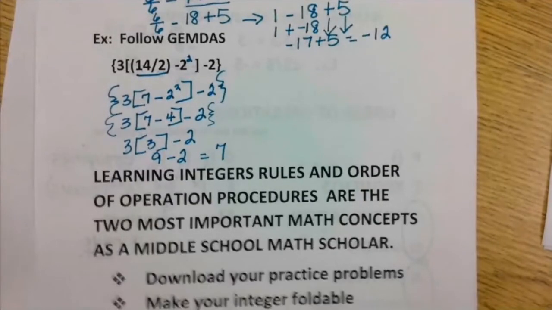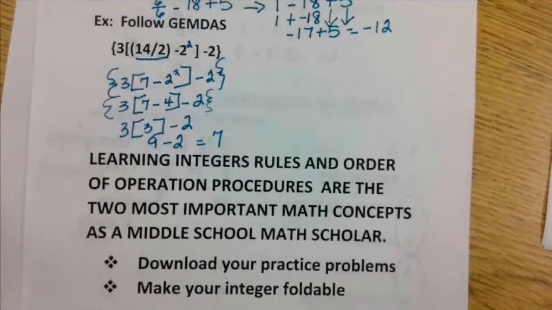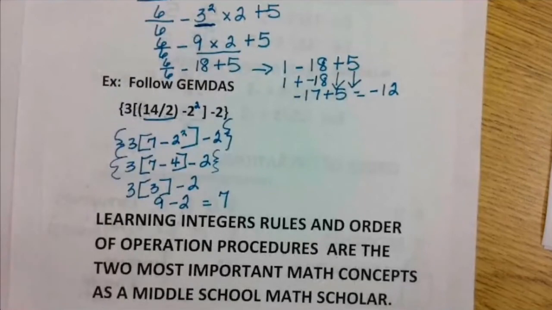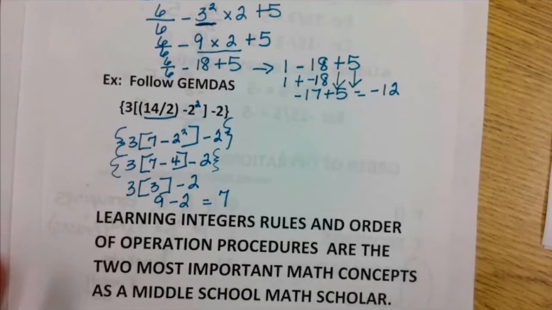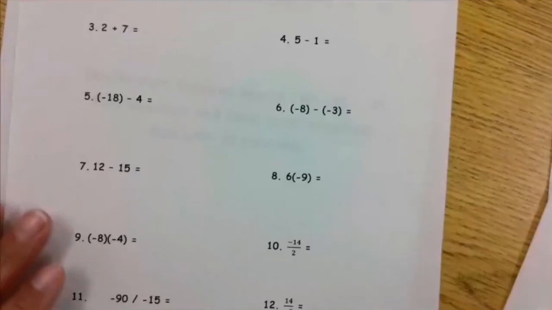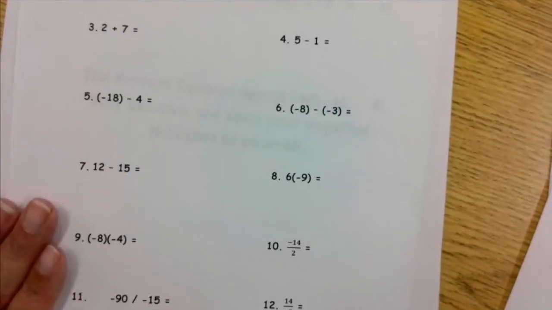Okay. All right, so learning integers, rules, and order of operation procedures are the 2 most important math concepts as a middle school math scholar. Remember that we always said multiplication and division were your foundations coming into middle school. Integers are pretty much your foundations moving forward. So make sure you download your practice problems. Make your integer foldable. We did put one of those online also, and that's going to help you remember all of the rules that you need. And then also do your practice problems, okay?